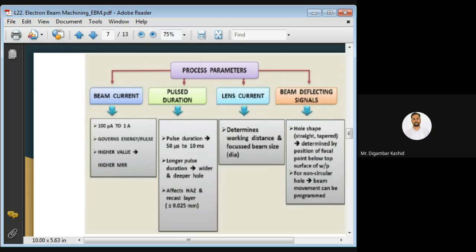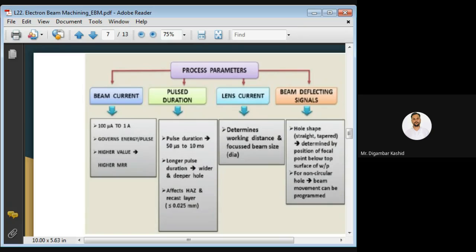This is also important. The fourth process parameter is the beam deflecting signals. Beam deflecting signals affect the hole shape, straight or tapered holes, determined by the position of your focal point below the top surface of the workpiece. So whether the hole will be straight or tapered depends on the focal position, the focal point of your beam, whether it is just at the top surface of the workpiece or just below the workpiece surface.